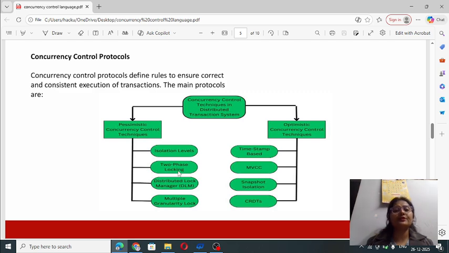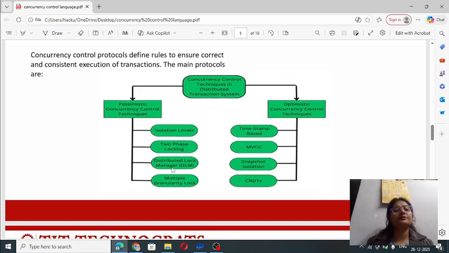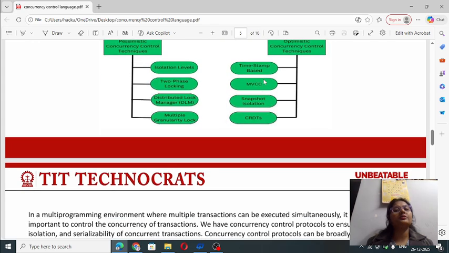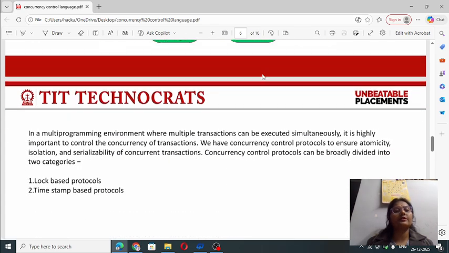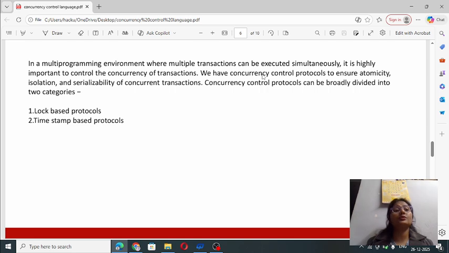That means two-phase locking and time-based protocols. Two-phase locking has a shrinking and a growing phase. And timestamp ordering is the other one.